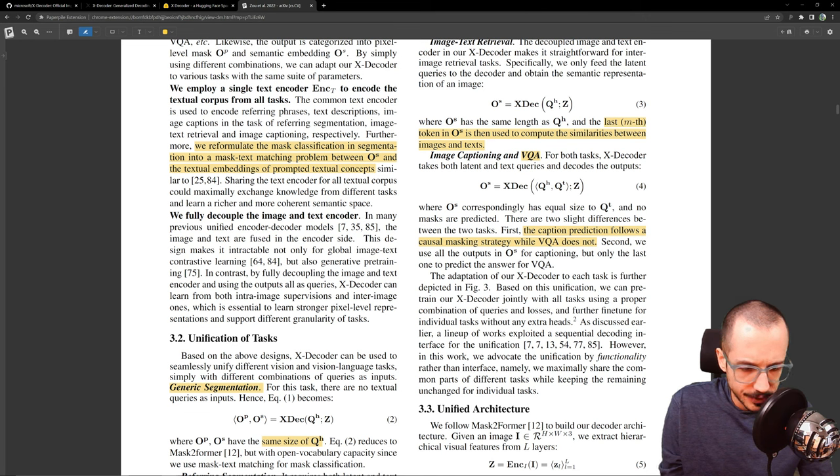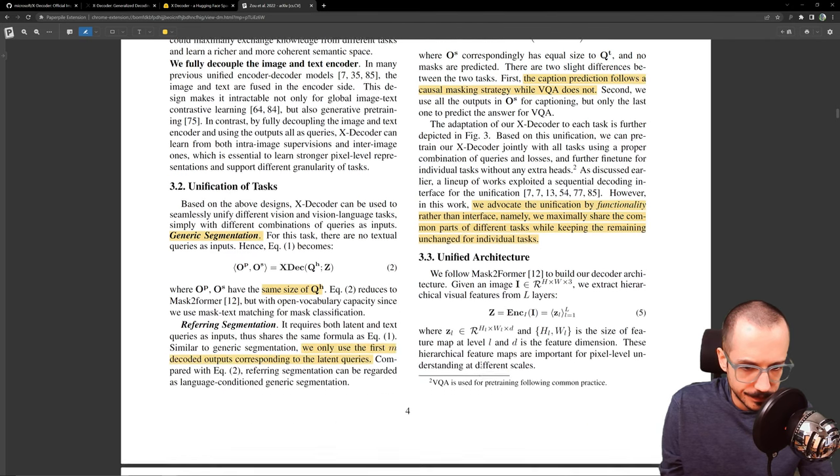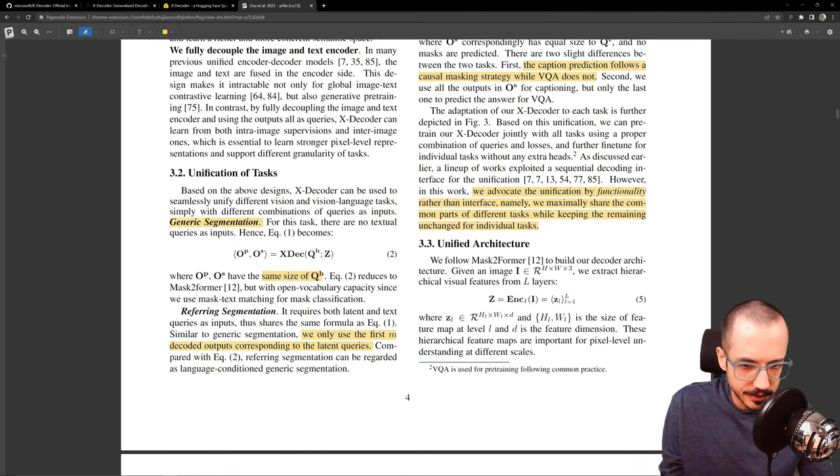We advocate for the unification by functionality rather than interface. We maximally share the common parts of different tasks while keeping the remaining unchanged for individual tasks. Yeah, I generally agree with that.